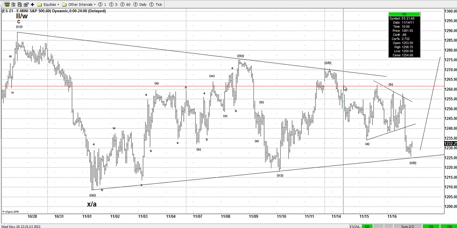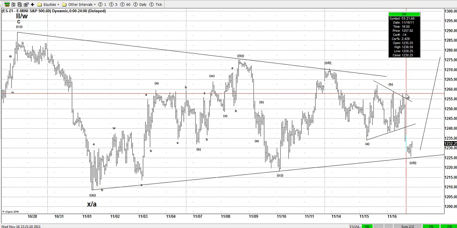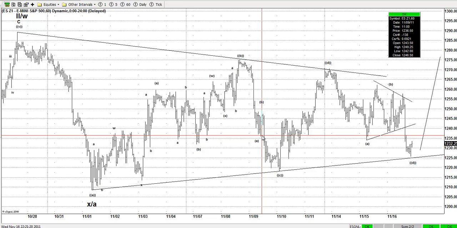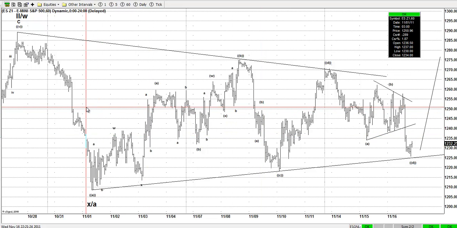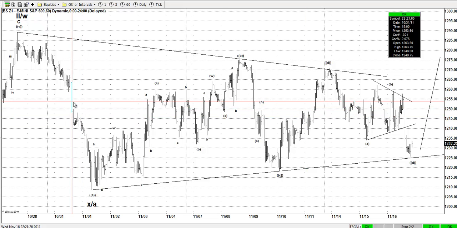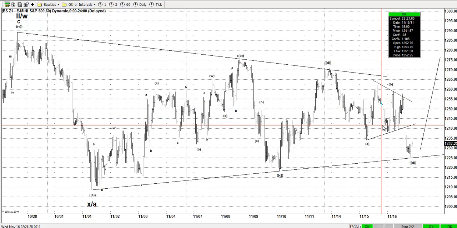The third scenario, I don't like it, but it is possible, is 1, 2, 1, 2, and then this is too much. 1, 2, 1, 2, that's too much. That's forcing the buyers, in my opinion. I believe that this is either a bullish triangle or a bearish B-wave triangle.